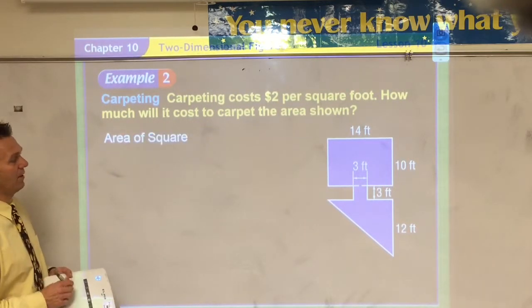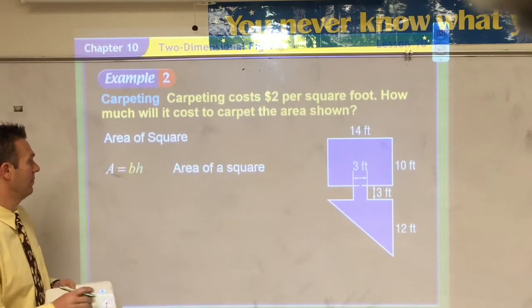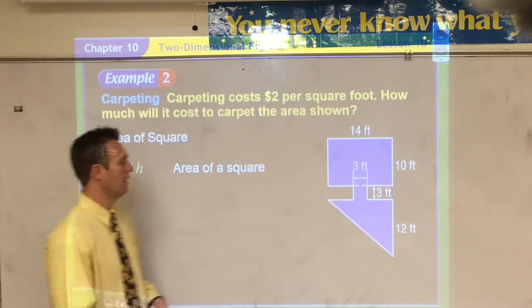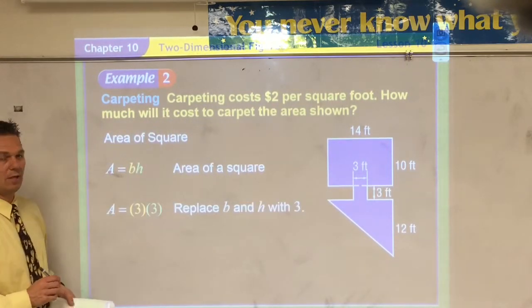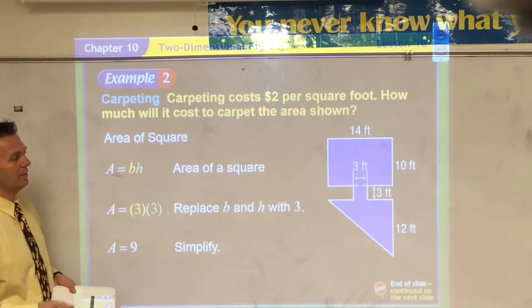The next thing you want to do is find that little itsy bitsy square in the middle, this little square here, and it's a 3 by 3 square, so 3 times 3 is 9. Okay, so now we have that.